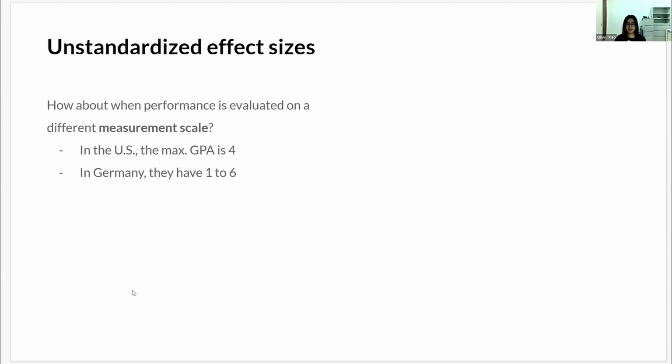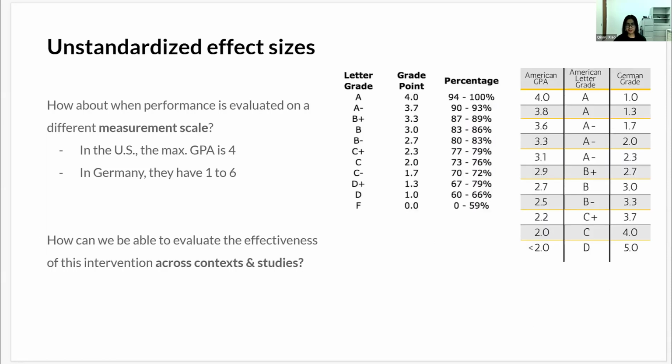And we still have to consider the case when we have a different measurement scale. In Hong Kong U, we have a GPA system where the maximum is 4.3, sorry. But in the US, the maximum GPA is 4. And in Germany, they have a 1-6 system where 1 refers to the highest score. So what shall we do if we want to examine the effectiveness of the intervention if we administer it in some German schools or in some US schools? We still have some letter grades here. How do we see if the effects are the same or not? Basically, we need measures that allow us to compare the magnitude of effects across contexts and studies.